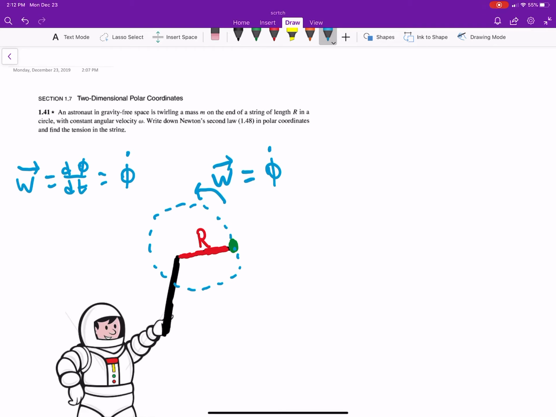Okay, so we have that r, and we'll make a note that this is constant. And r, the radius, that we're also going to say is constant. The length of the rope isn't going to change, basically.